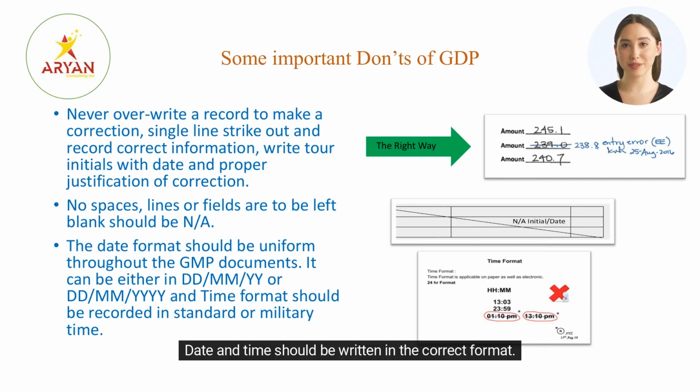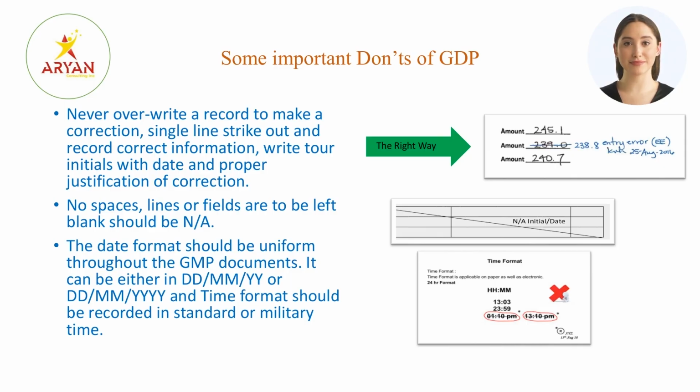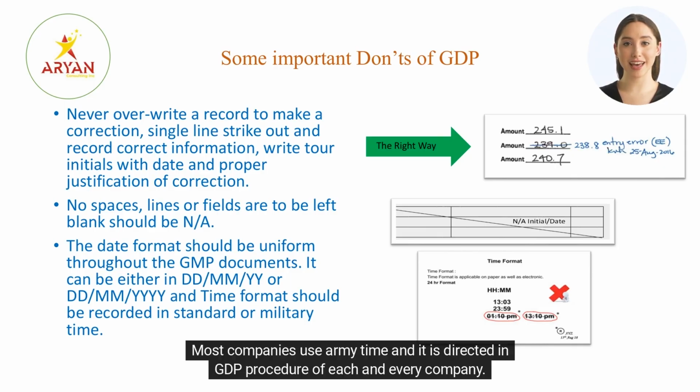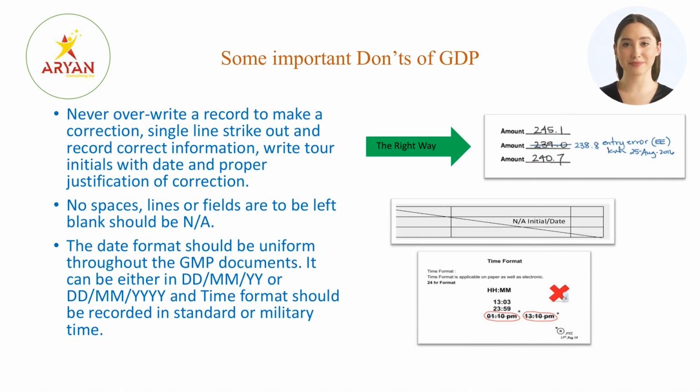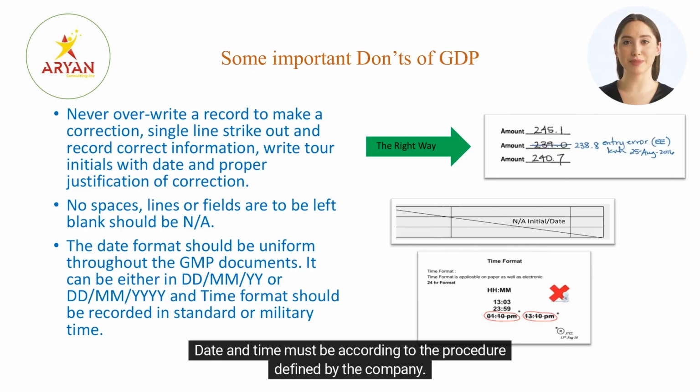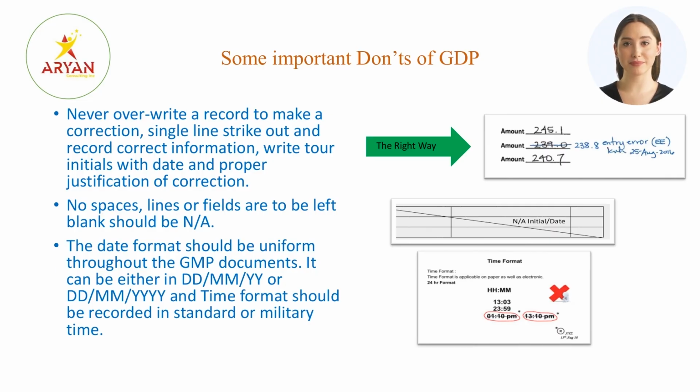Date and time should be written in the correct format. Most companies use Army time and it is directed in the GDP procedure of each and every company. Date and time must be according to the procedure defined by the company. In upcoming classes, we will go over GDP rules and exercise these practices.